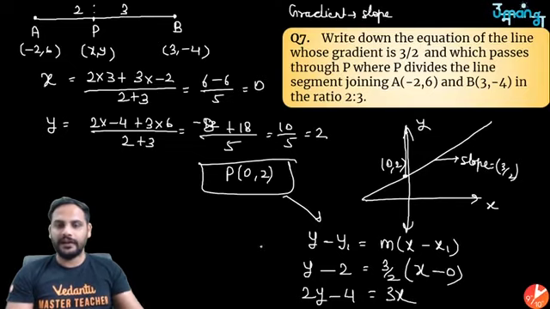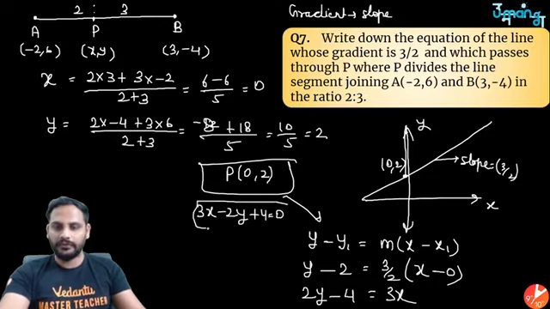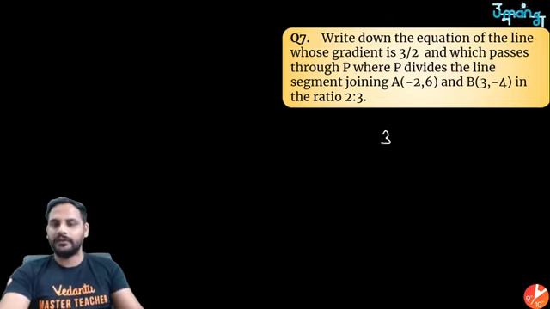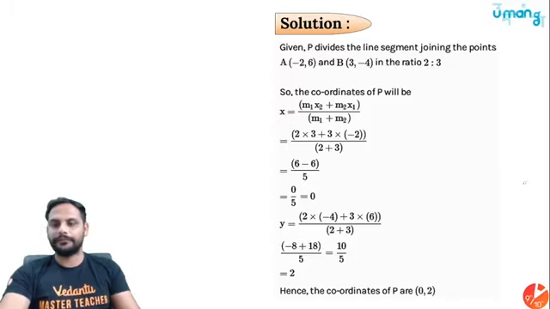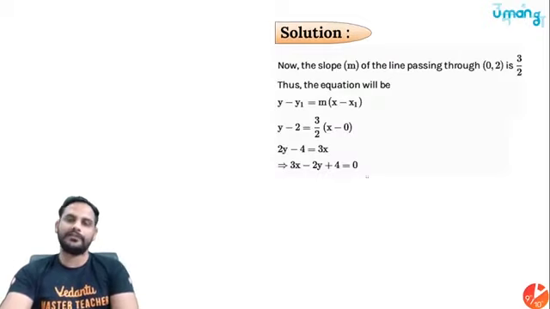So you will finally get the equation as 3x minus 2y plus 4 equal to 0. This is your final equation: 3x minus 2y plus 4 equal to 0. Got it? So P is (0, 2), and the line is 3x minus 2y plus 4 equal to 0.